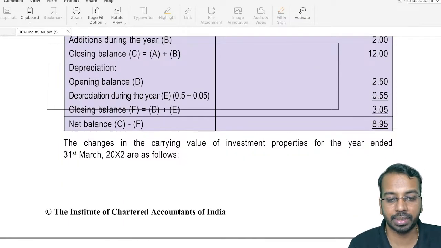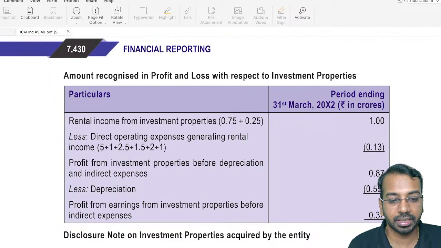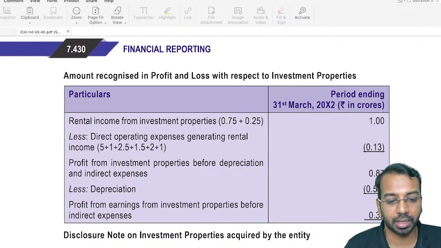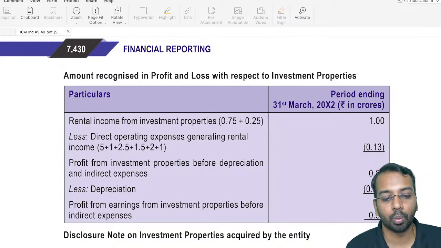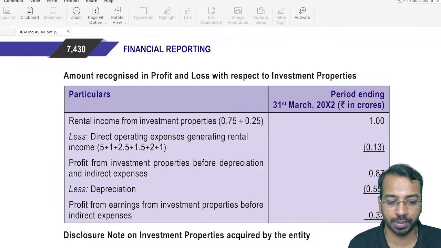So that is one aspect related to depreciation. Now, another thing that you need to discuss is what is the amount to be recognized in the P&L. Now, what do you have to recognize? Rental income. What is the rental income? First. Second, what is the direct operating expense related to rental income? Whatever direct expenses are there.